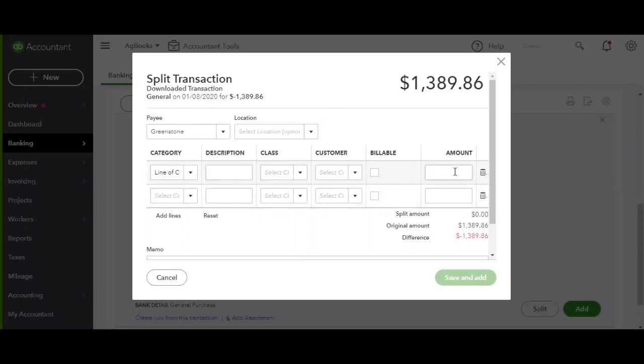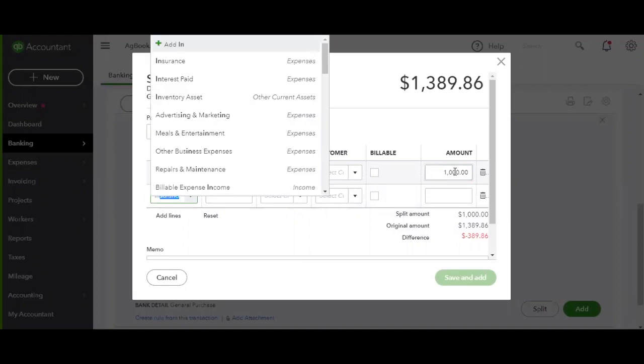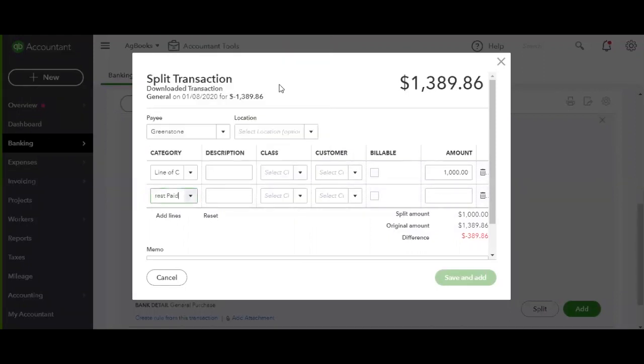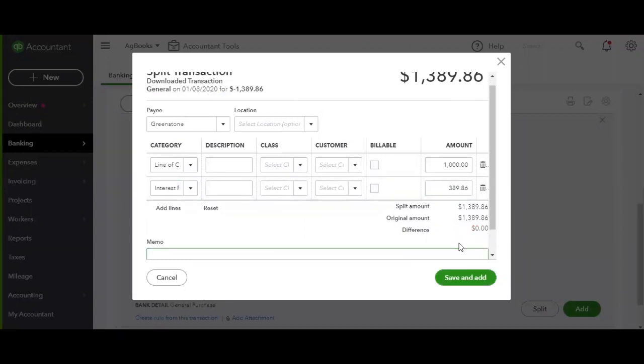This is how we split up our interest and principal. Okay, so we're going to say that $1,000 of this went to the actual loan. The rest of it went to our expense here. Voila. This is our payment. You have to break these out in order to reconcile your line of credit, which you should be doing. You should be reconciling your liability accounts.